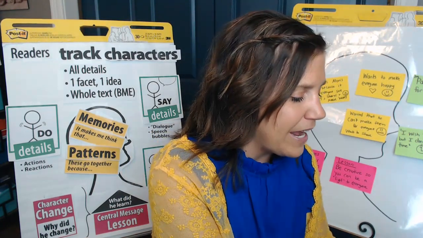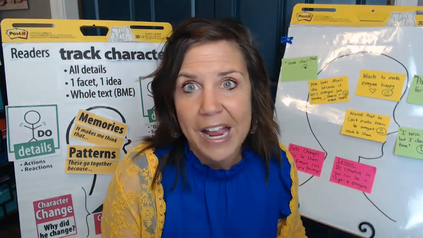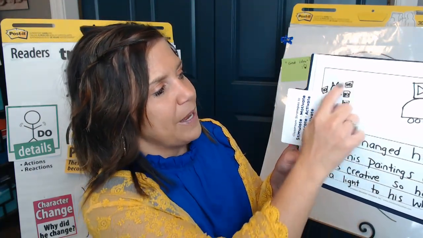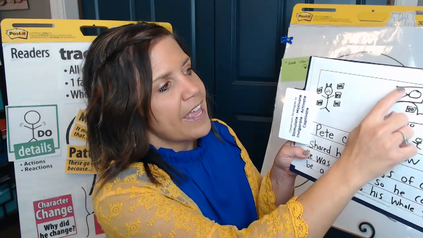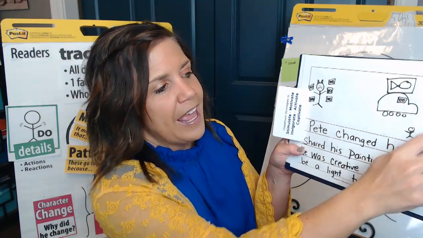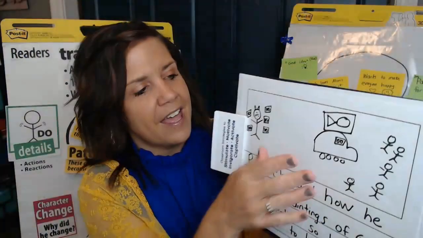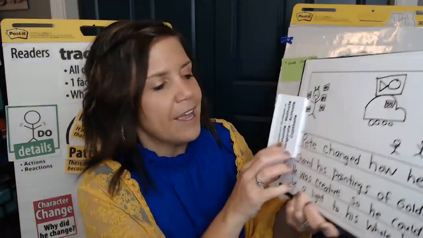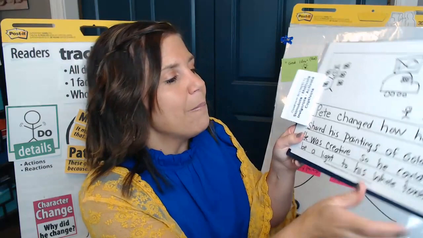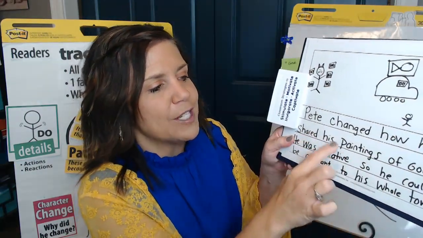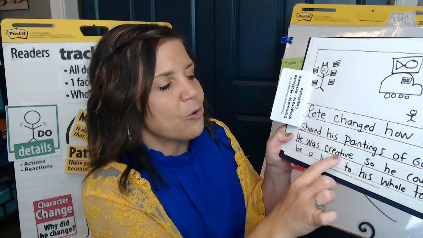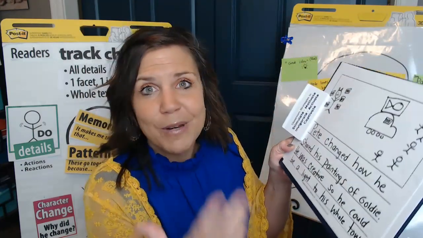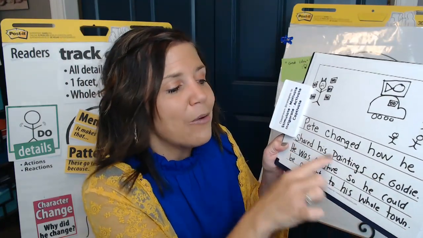Okay, so if I wanted to write about this, if I wanted to actually put it in writing about what he's learned, I could draw Pete at the beginning, drawing lots of paintings. And then at the end, he's got the big painting on the car, and everyone can see it. See that? He starts off with painting a bunch, and then he goes to painting one big one, right? So if I wanted to write that in words, I could say, Pete changed how he shared his paintings of Goldie. He was creative so he could be a light to his whole town. That's what he learned. He changed how he shared his paintings.